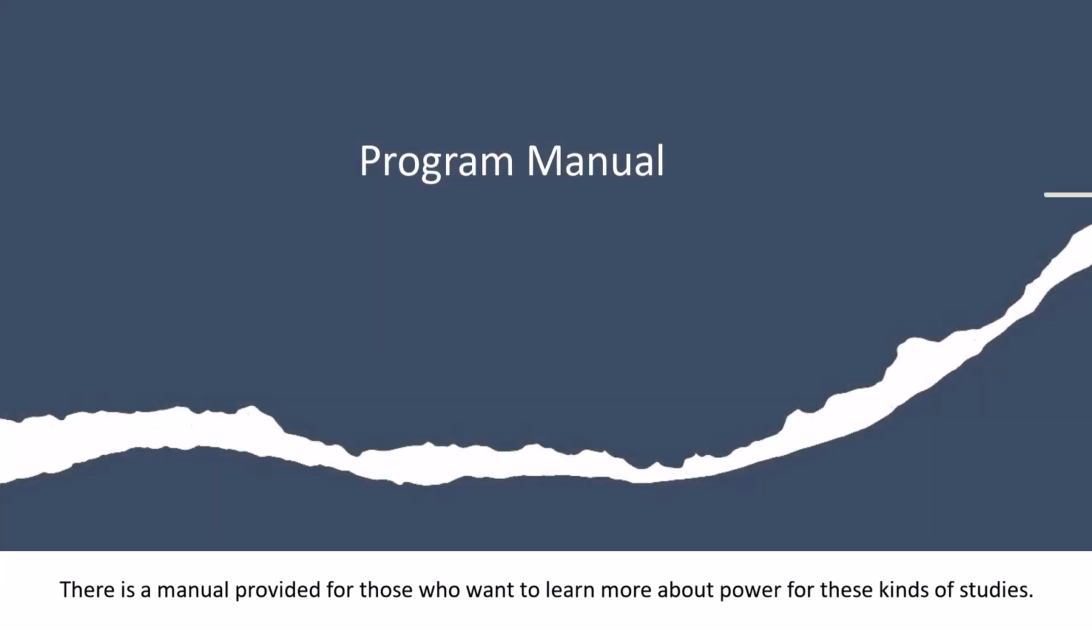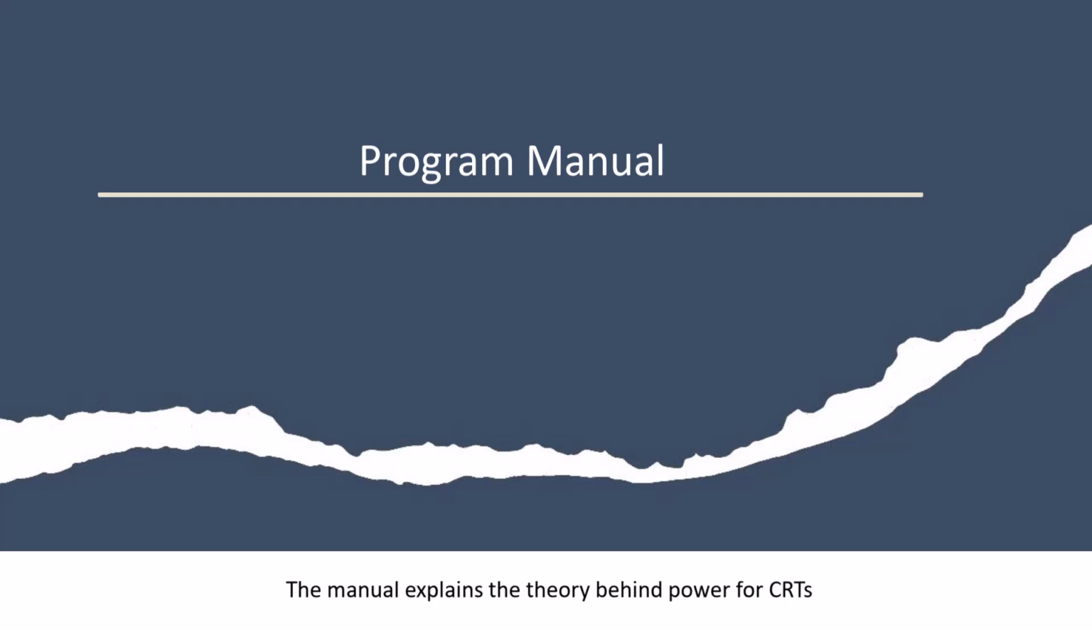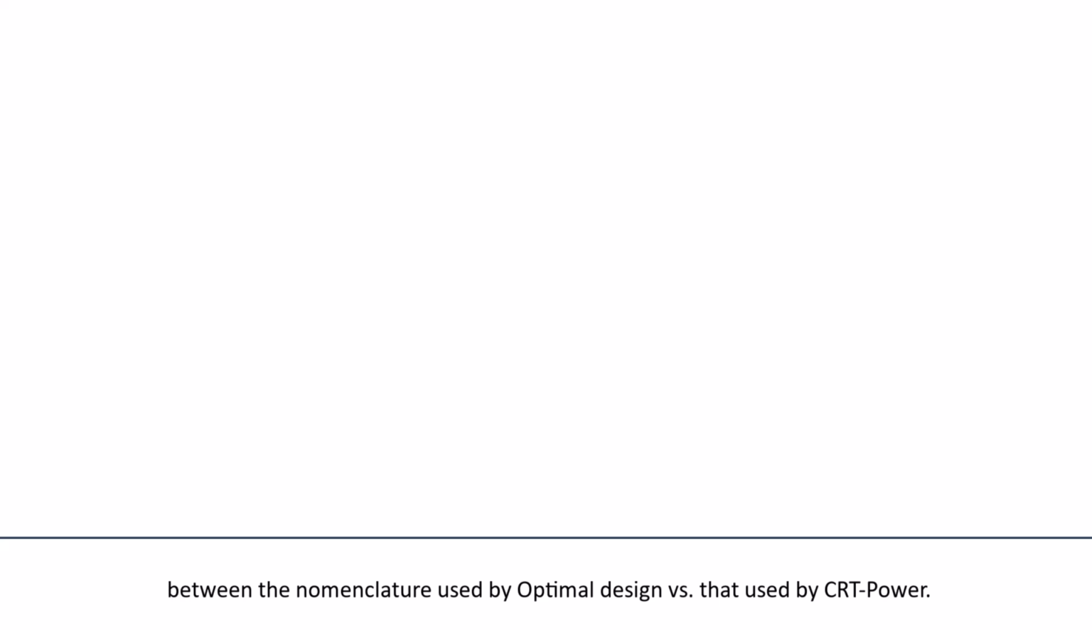There is a manual provided for those who want to learn more about power for these kinds of studies. The manual explains the theory behind power for CRTs and the formulas used by the software. It includes numerous examples of case studies. It also includes details on the concordance between the nomenclature used by Optimal Design versus that used by CRT-Power.